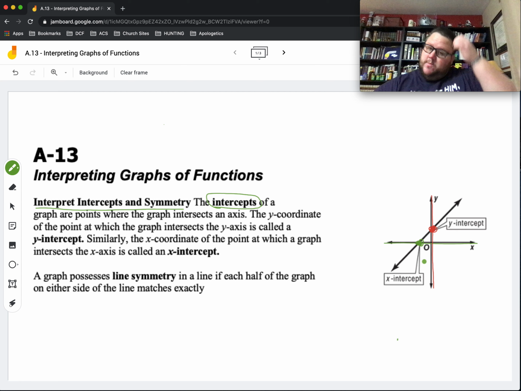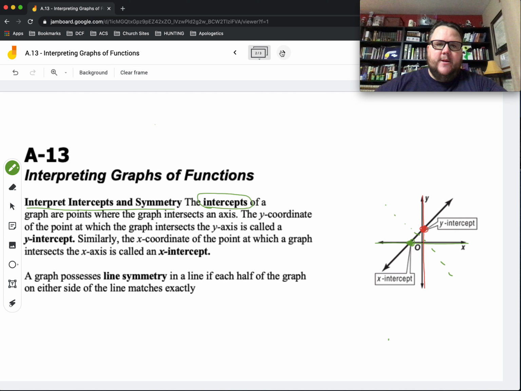So you're going to be looking at graphs, and you're going to tell me where it crosses the x-axis, where it crosses the y-axis, and you're going to label those points. A graph possesses a line of symmetry if each half of the graph on the other side matches up exactly. So if I draw a line, the graph on the other side is going to equal the graph on this side. They're equal to each other. So that's a line of symmetry.